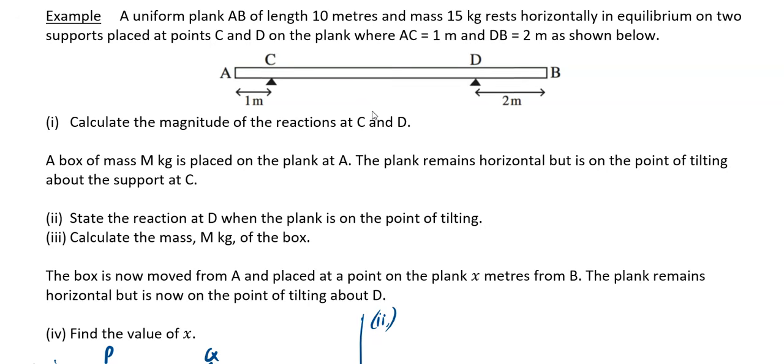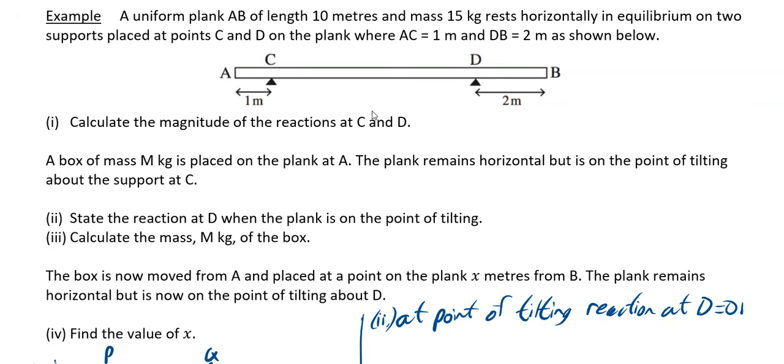So just say at the point of tilting, reaction at D is equal to 0 newtons. Okay, part 3 says calculate the mass M kilograms of the box.